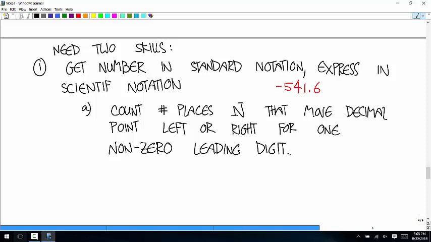Okay, so in the example I'm using, how many places do you have to move the decimal point so that there's only 1 digit before the decimal? 2, and do we have to move it to the left or the right? So we have to move it 2 to the left.